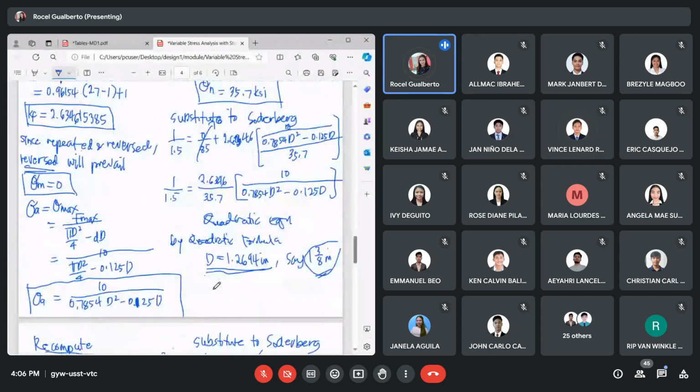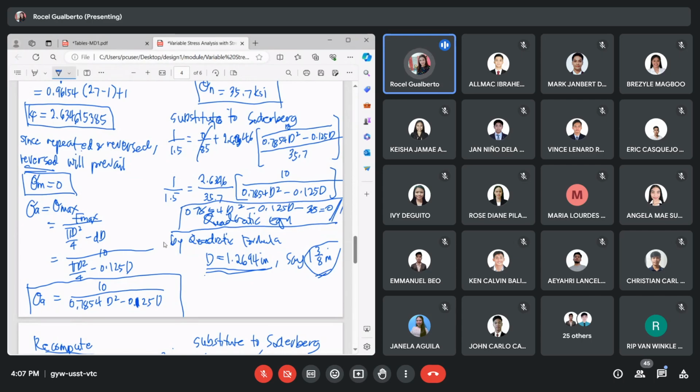Pwede naman, ilagay n'yo lang po dito 'yung quadratic equation, 'yung simplified form po. Halimbawa, 0.7854 d squared minus 0.125d minus, sample lang ha, hindi ko po alam kung tama, halimbawa minus 38 equal to 0. So, this is your quadratic equation. Okay, so hanggang dito po.